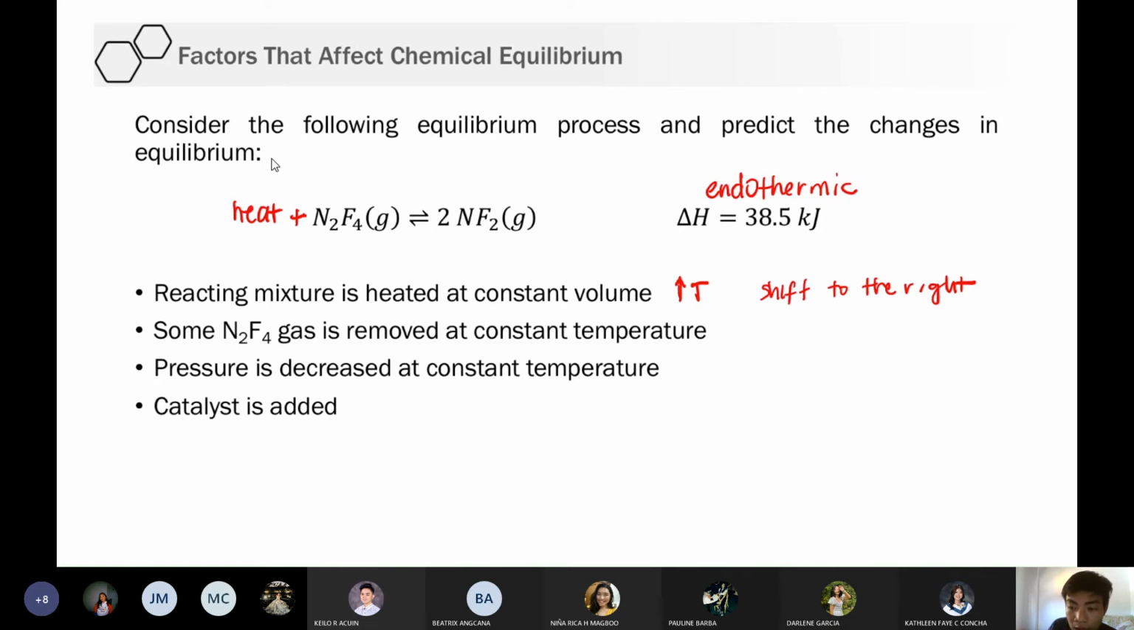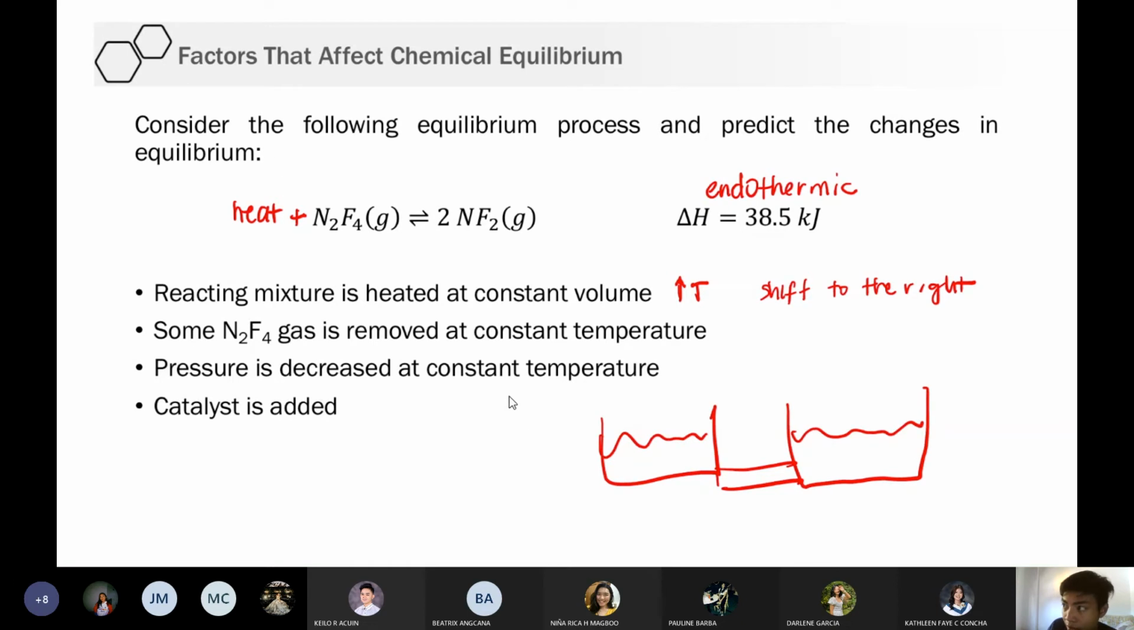So imagine the water bucket analogy here. Suppose we have two buckets with water at the same level. If we increase the temperature, if we increase the heat of the reactant side, that means we are adding water on the left side. And since we have more water on the left side than on the right side, it will push the water to the right side, or it will shift the equilibrium to the right. So that's the analogy here.